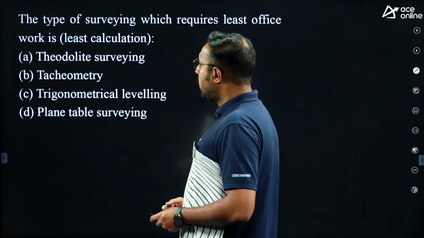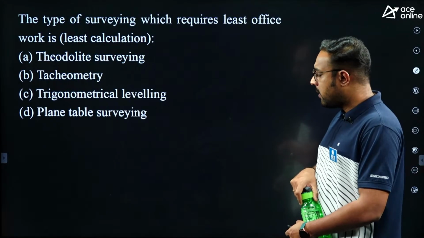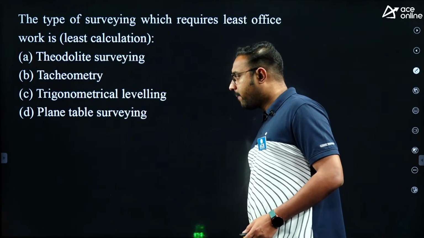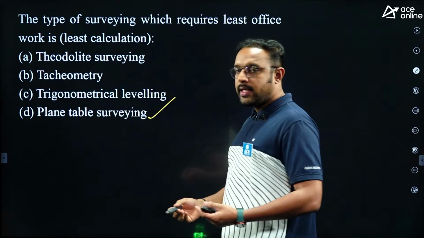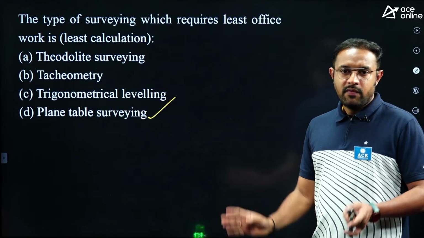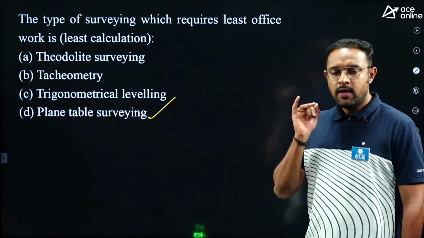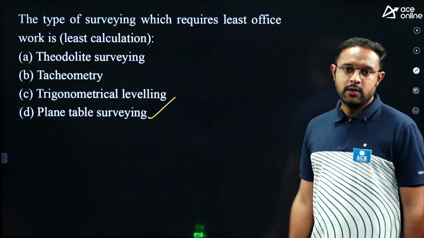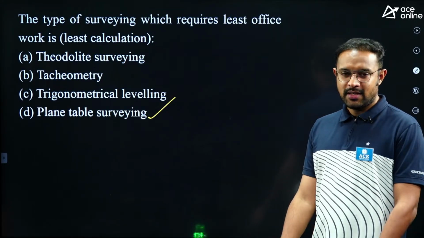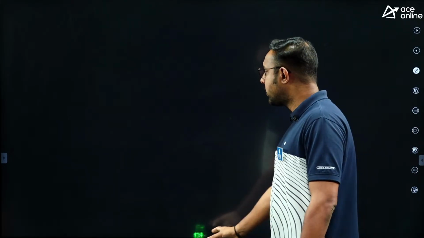So the type of surveying which requires least work in the office, what is it? It is plane table surveying. Why is the answer plane table surveying? Because it is the only graphical method of surveying. We don't carry a field book in plane table surveying. In chain survey, compass survey and others, we carry a field book. But in plane table surveying, there is no field book. Whatever drawing you are making on the paper, that itself is our end result. So there is no in-between office work required. Let us look at the next question.